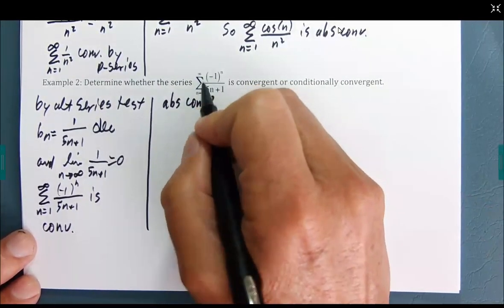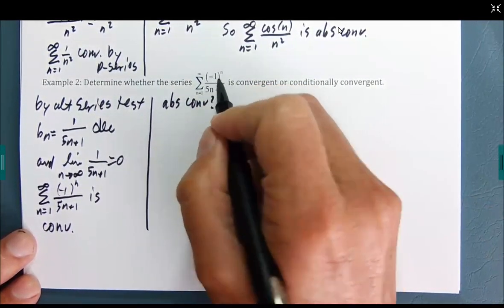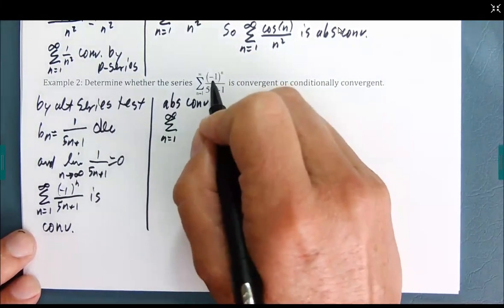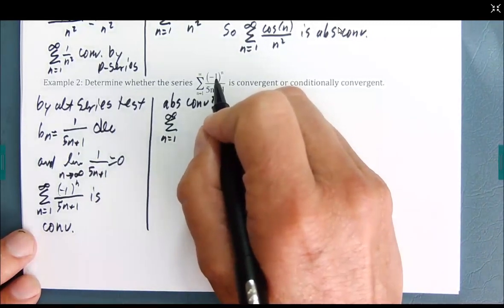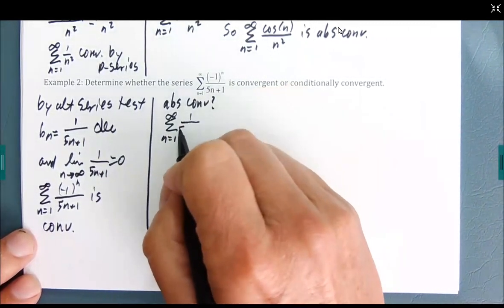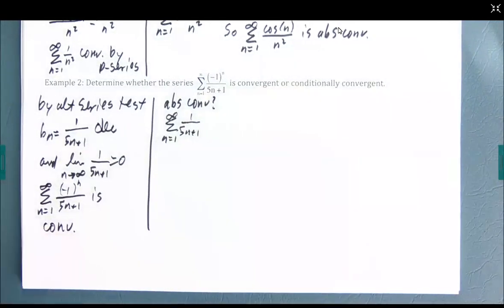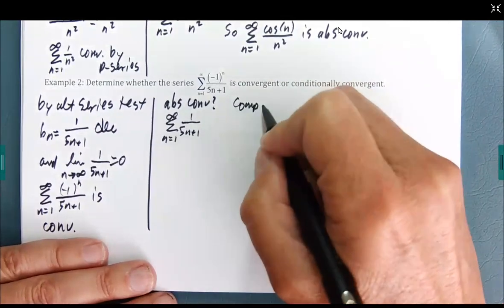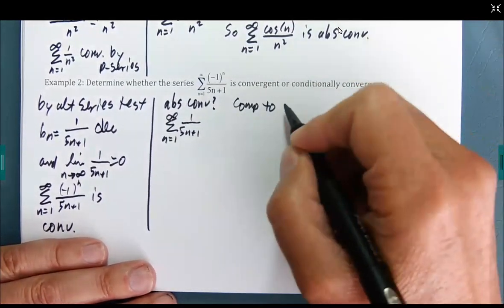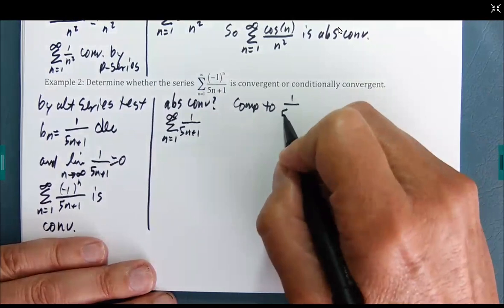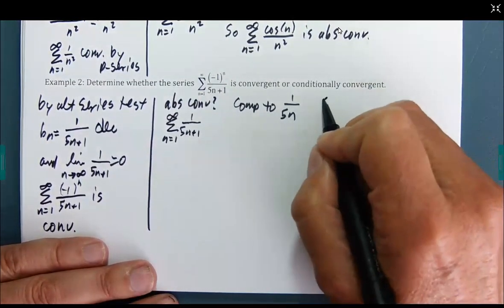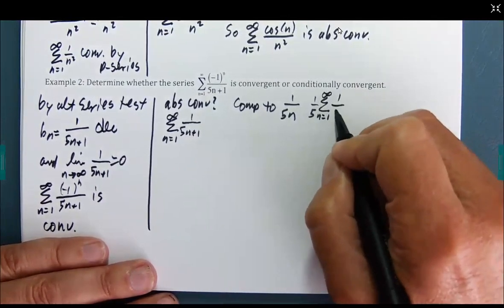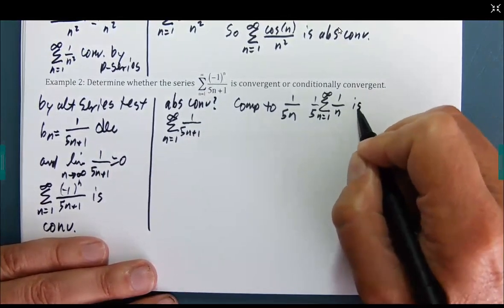And again, when we take the absolute value here, that turns that into just a 1. Because negative 1 absolute value is 1, and positive 1 absolute value is also 1. So I'm going to do a comparison test. We're going to compare this to 1 over 5n. And we know that this is divergent.